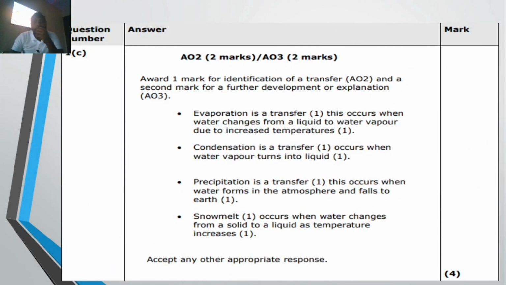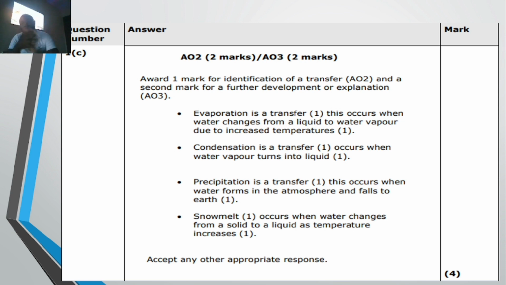Now let's pick this and then explain. Evaporation is a transfer. This occurs when water changes from a liquid into a gas. You see that? You get a mark. So evaporation is a transfer. You mention that, a mark, and then you explain, another mark. Condensation is a transfer. You've identified, one mark, explain, another mark. Precipitation is a transfer, a mark, you explain, another mark.